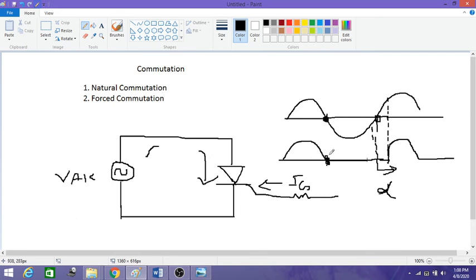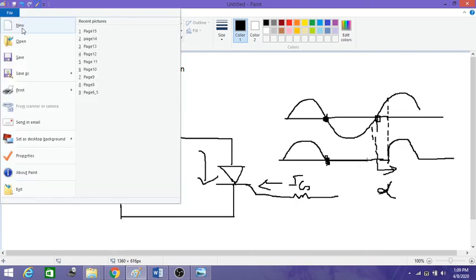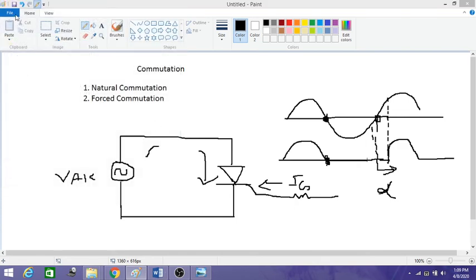So this is about natural commutation. What is natural commutation? In natural commutation, automatically when the anode to cathode voltage comes to 0, the SCR will turn off. This we call natural commutation. So what is a forced commutation circuit? In a forced commutation circuit, we have to apply a large negative voltage, or a large voltage in the opposite direction, so that it makes the SCR go to the off state. So let me write that circuit.